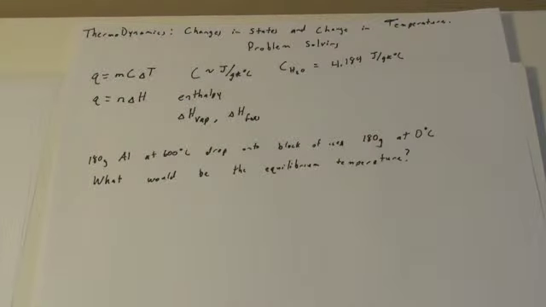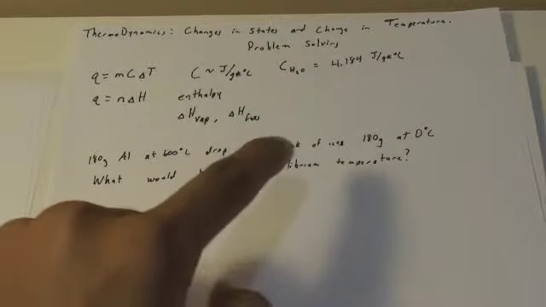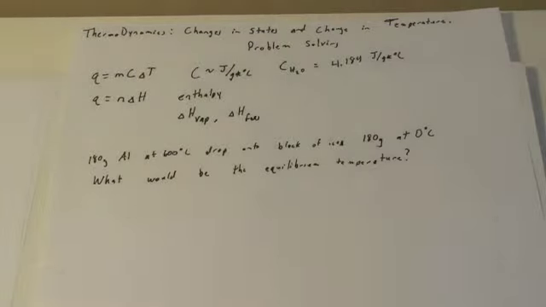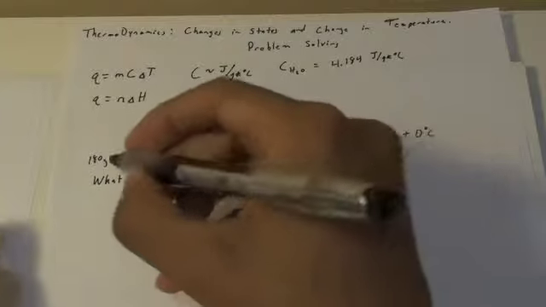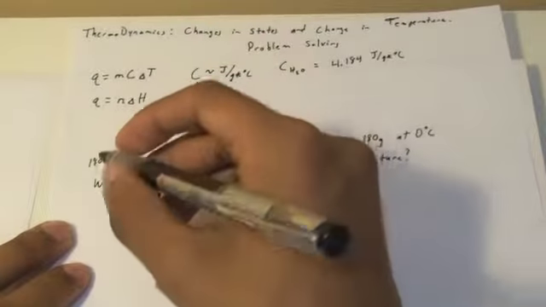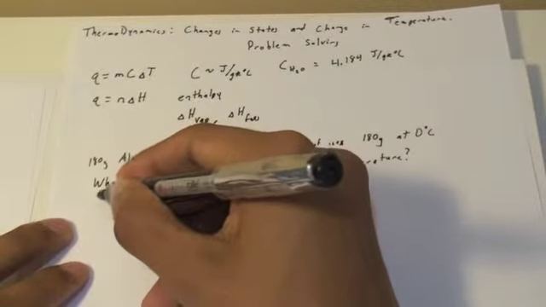When we're talking about changes in states, you'll notice that this block of ice is at 0 degrees Celsius, and we want to convert that 180 grams of ice at 0 degrees Celsius to 180 grams of water at 0 degrees Celsius. So what we're looking for is a change in state. And so we're going to have to use this second equation that we talked about over here, Q equals n delta H. You'll notice why I used 180 grams, it's somewhat convenient.